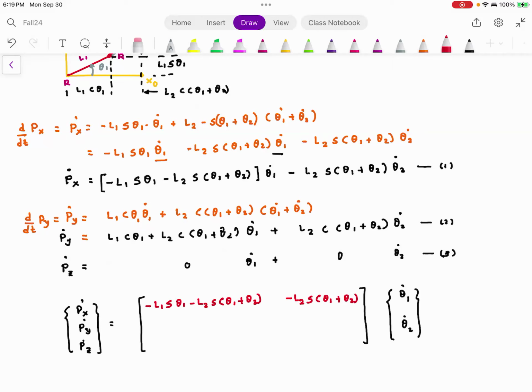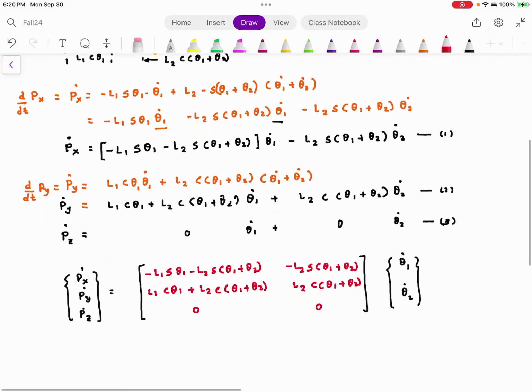Then I get L1 cosine theta 1 plus L2 cosine theta 1 plus theta 2 and L2 cosine theta 1 plus theta 2. And clearly Pz dot is a 0, so there will be 0 here and 0 here. Everyone understood this? This matrix is called the Jacobian.